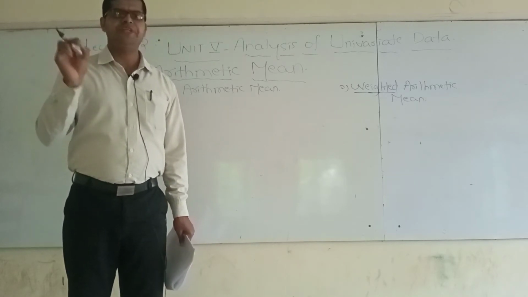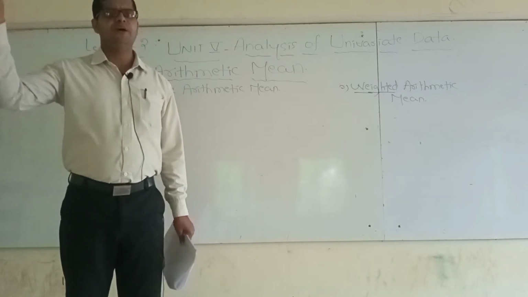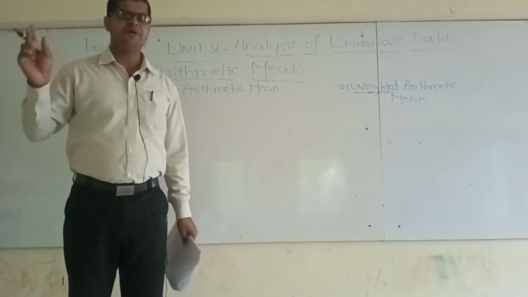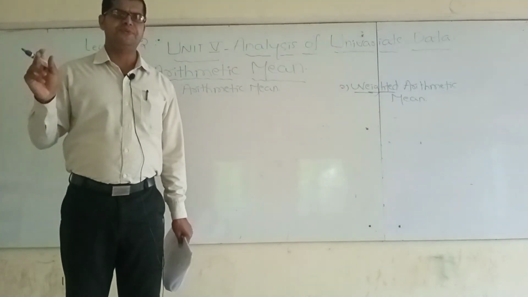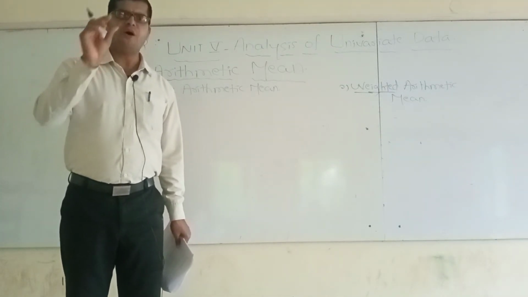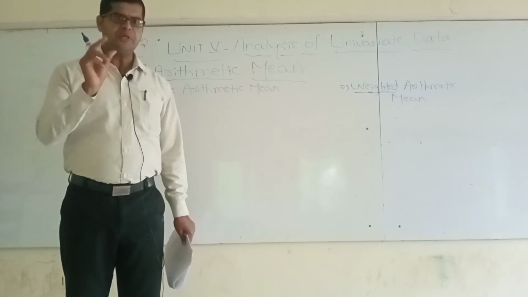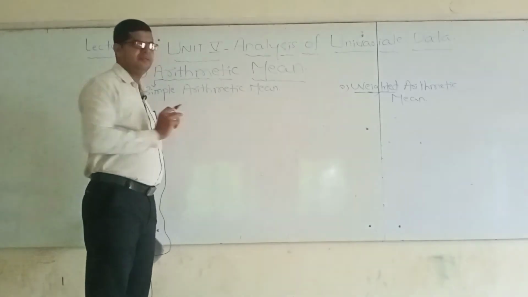Okay, so 50 plus 60 plus 70 plus 80 plus 90 plus, till the 100th value, divided by n, the number of students, 100. So here I am giving equal importance to all the observations, all the individual data. This is the simple arithmetic mean.